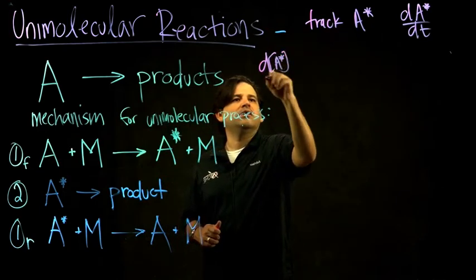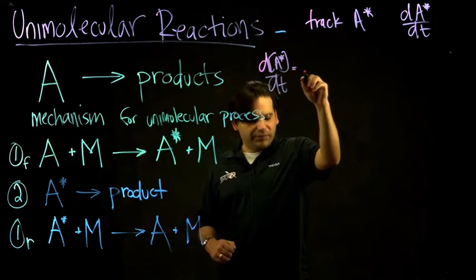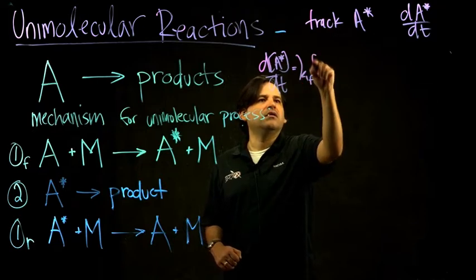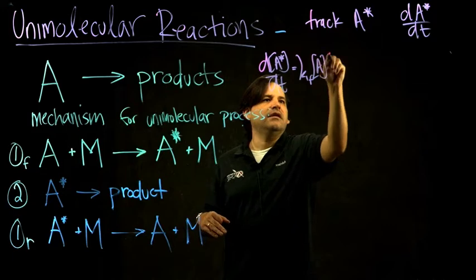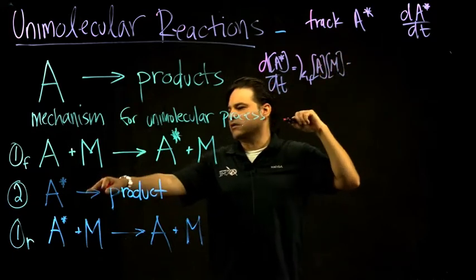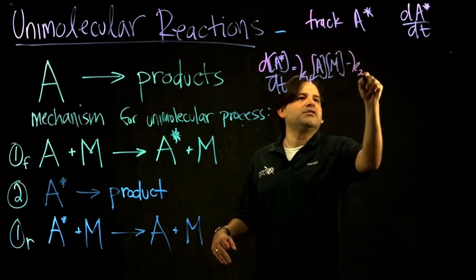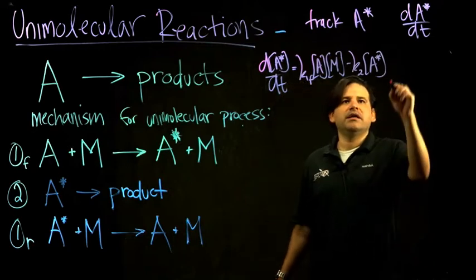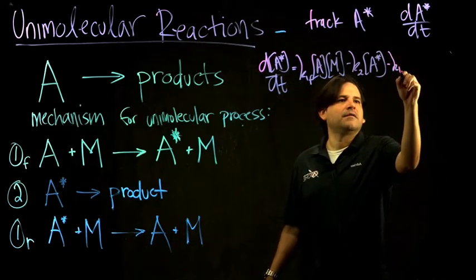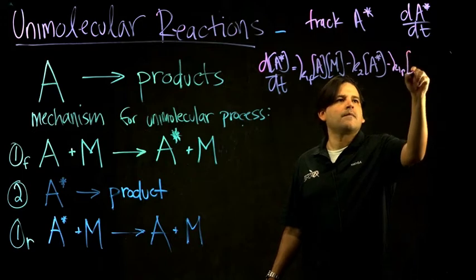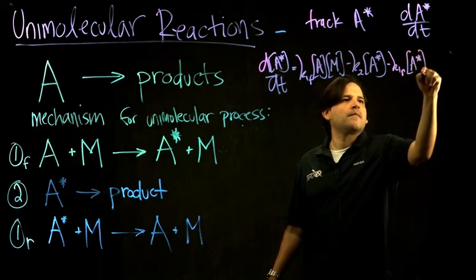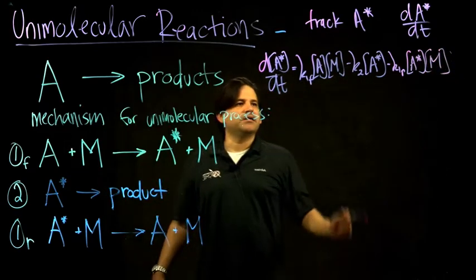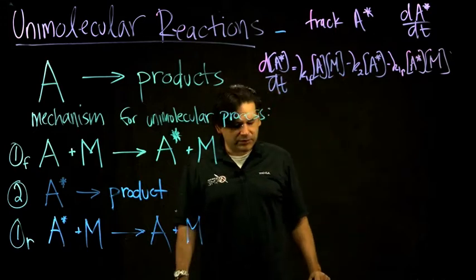the rate of accumulation or depletion is based on these three. The forward step of reaction 1 depends on A and M. It gets consumed in reaction 2, which only depends on the concentration of the activated species. Then it gets consumed in the reverse. So it participates in all three steps of this mechanism, sometimes consumed, sometimes produced.